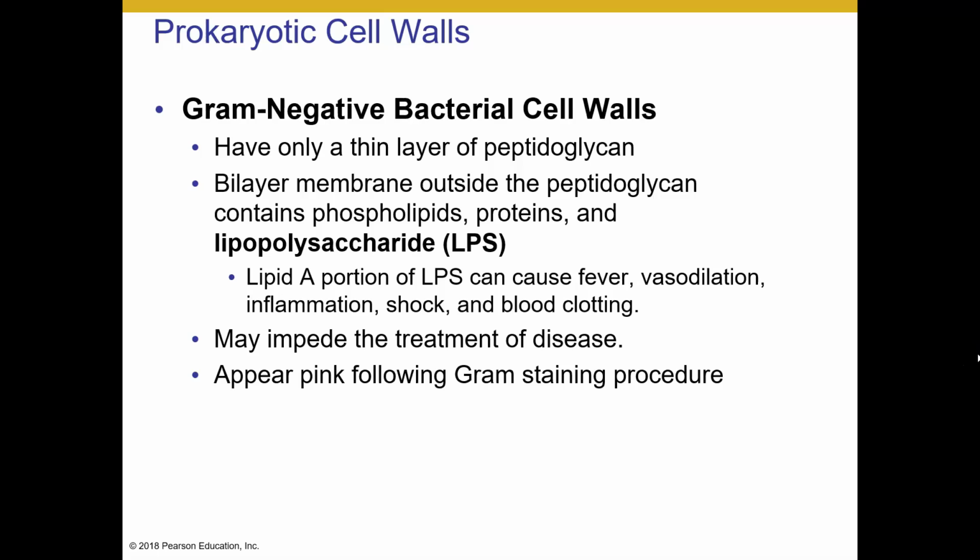Gram-negative bacteria have a thin peptidoglycan layer but a second outer membrane outside it. That outer membrane contains phospholipids, proteins, and lipopolysaccharides, LPS. This extra layer acts like armor, protecting the bacteria from many antibiotics and disinfectants. The LPS part is especially important because the lipid A portion acts as an endotoxin.